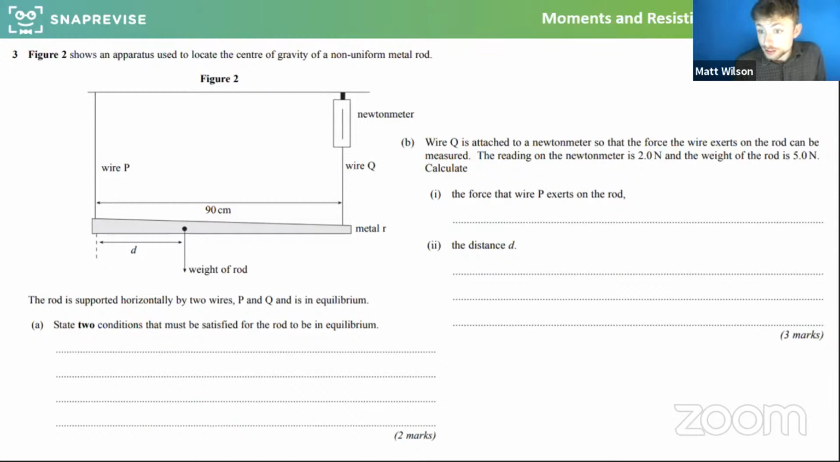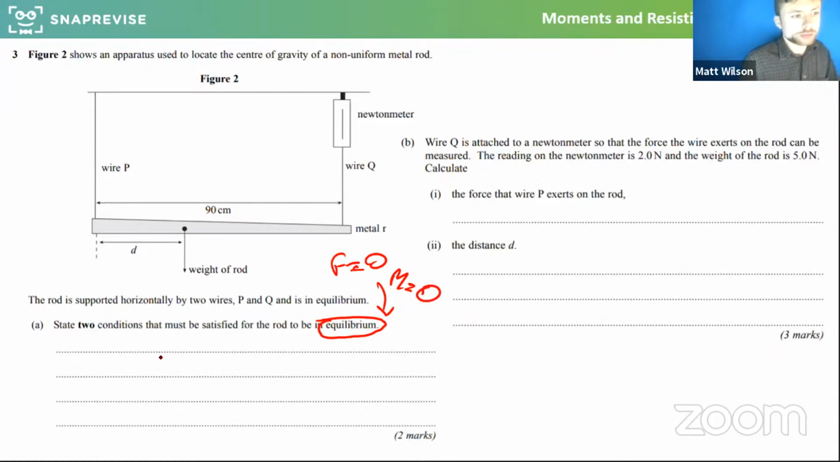Okay, so this object is not uniform. The rod is supported horizontally by 2 wires, P and Q, and it's in equilibrium. State 2 conditions that must be satisfied for the rod to be in equilibrium. Usually when you're asked this, you would just say the force needs to be 0. The point is that now we're thinking about rotation as well. We need to also say that the total moment should be 0.